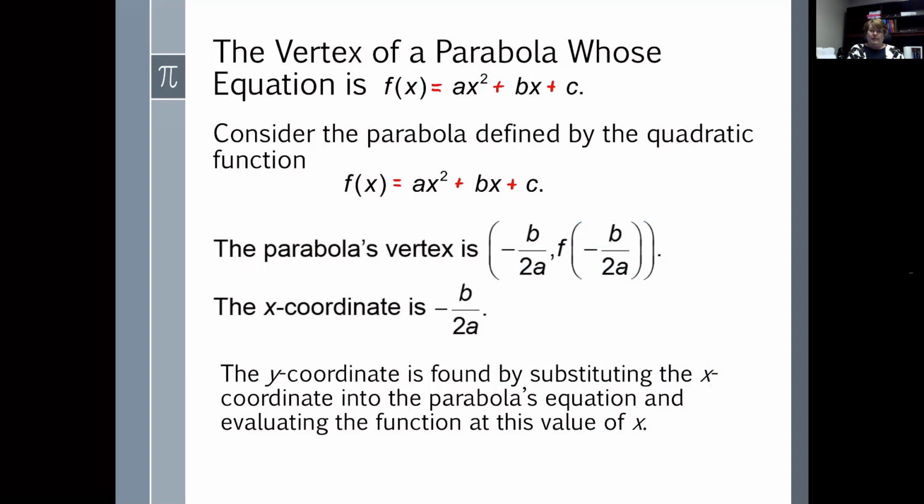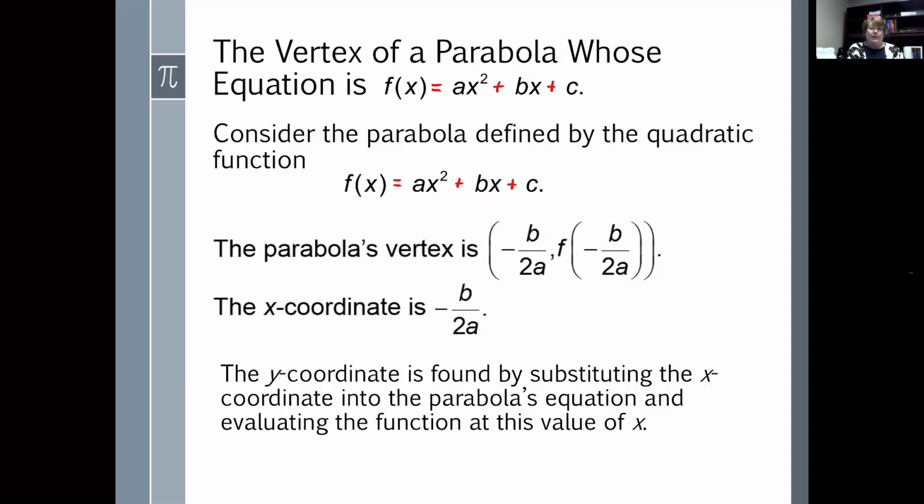And the formula is that the x-coordinate of the vertex may be found by taking b, the coefficient on the x term, and dividing it by 2 times a, being the coefficient on the x squared term. And then you change the sign of that. So the x-coordinate of the vertex is -b over 2a. Now, how do you find the y component of your vertex? Well, you evaluate the function at that value of x, whatever it is. You plug that back into the function, and that'll give you the y value of your vertex.